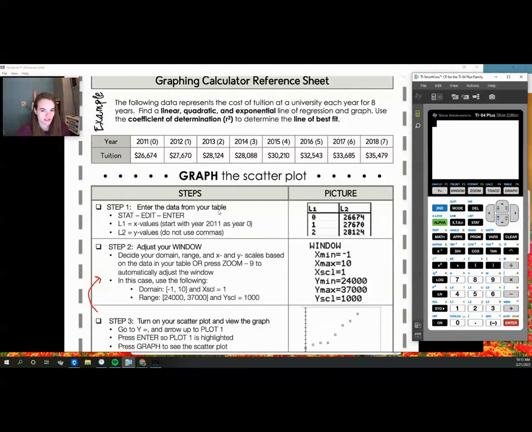So step 1 is enter the data from your table, and we're going to press Stat, Edit, Enter. Okay, and we're going to type in the L1 values. The year up here is L1. The tuition is going to be L2. Now notice these have these values, 0, 1, 2. That's what we're going to type in. The only time you type in those values is if it gives you that. Otherwise, we would type in the numbers 2011, 2012, and so on. You press enter after every number you type in.